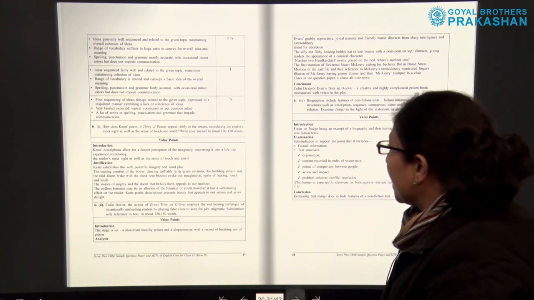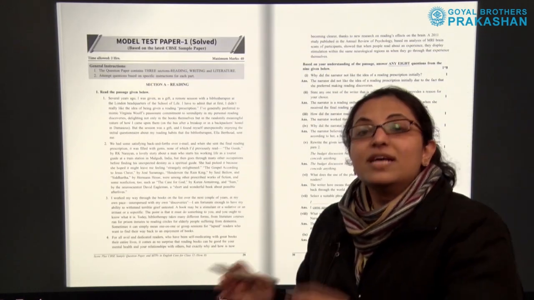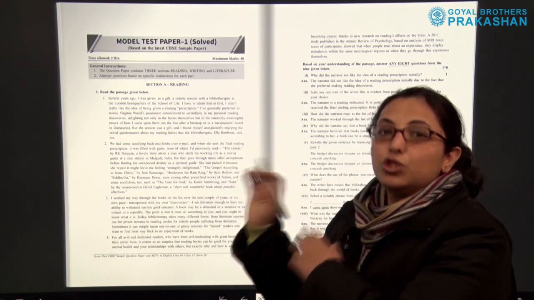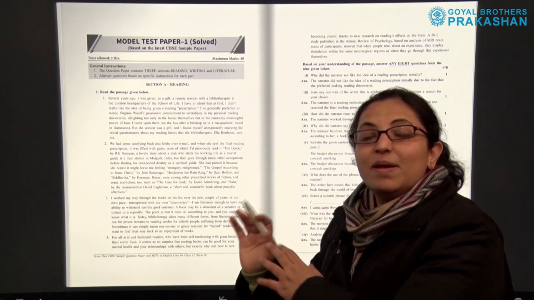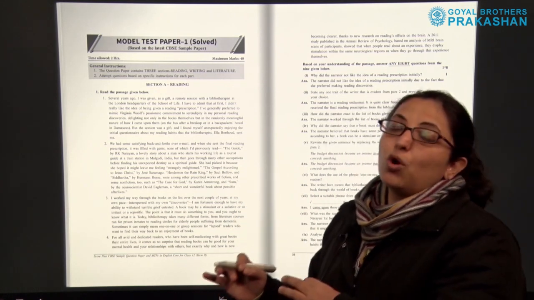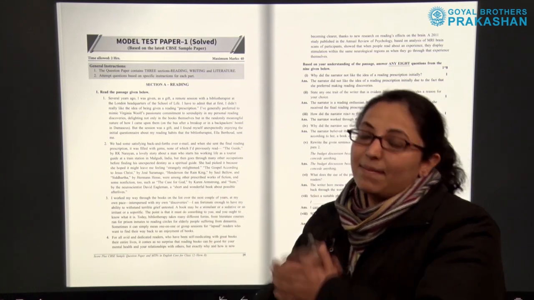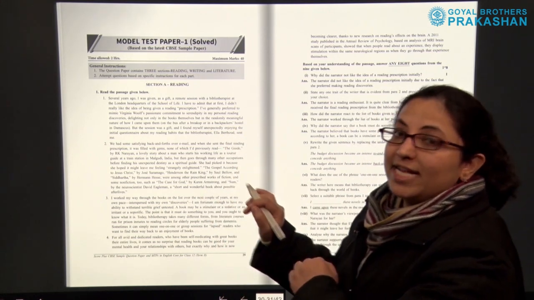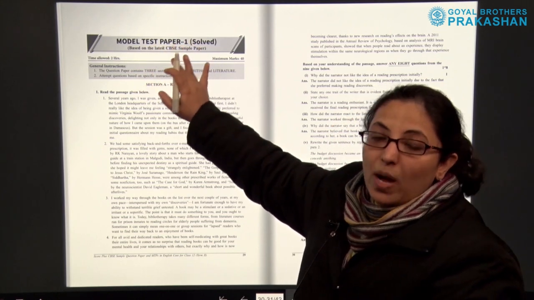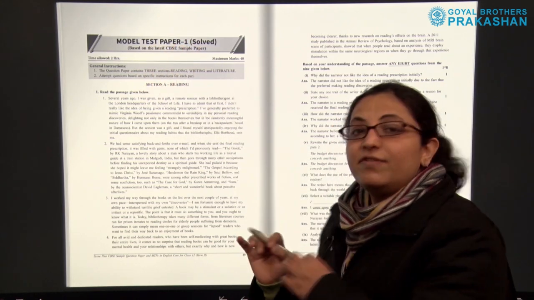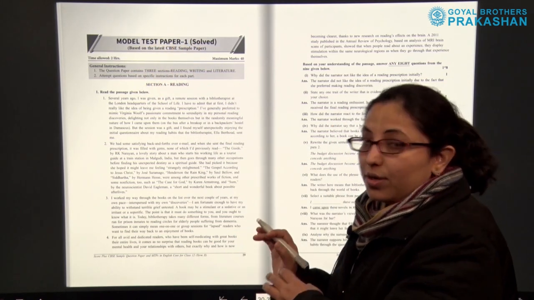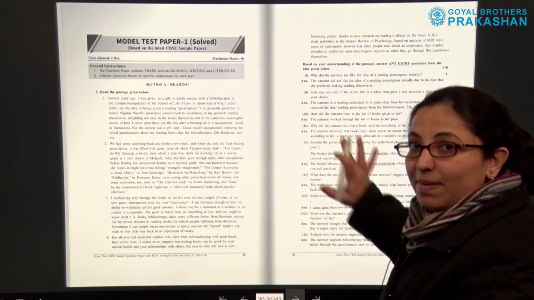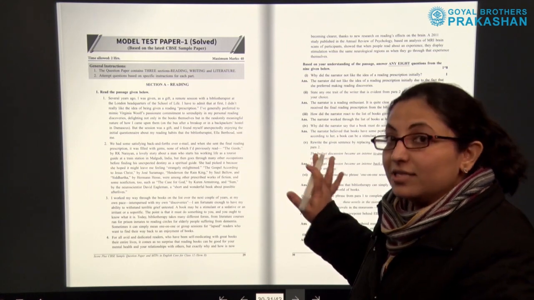After that, we come to section B of the book, which is the model test papers solved. These model test papers are exactly based on the pattern of the CBSE sample question paper released by the board. This is a solved model test paper, paper number 1. We have 10 such papers in the book. This is model test paper number 1 along with the answers.